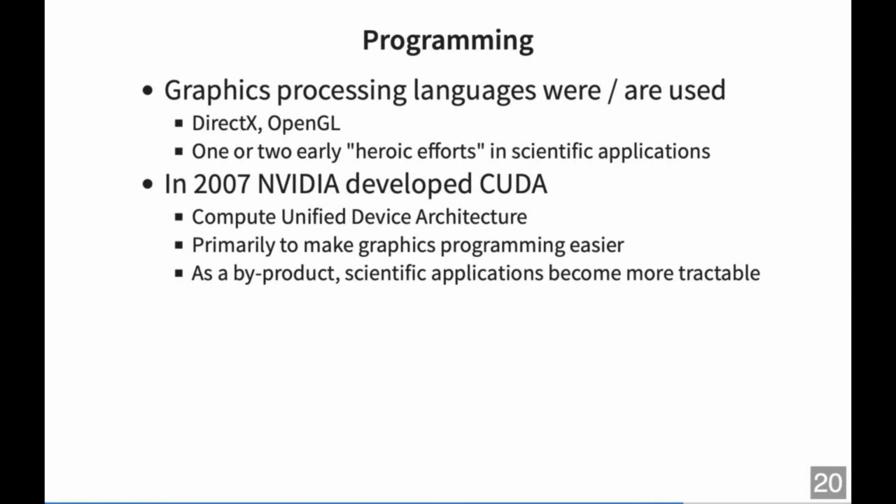Okay, so how does this hardware picture relate to what we would actually think about in terms of programming, or what we would do in terms of a programming model for a scientific application? So GPUs being designed for graphics rendering historically relied on graphics specific languages to do their work. There were things such as DirectX and OpenGL.